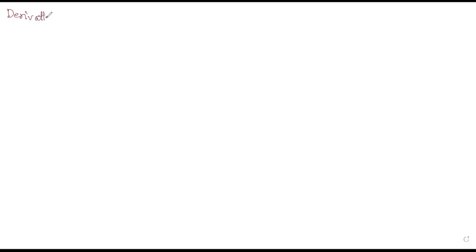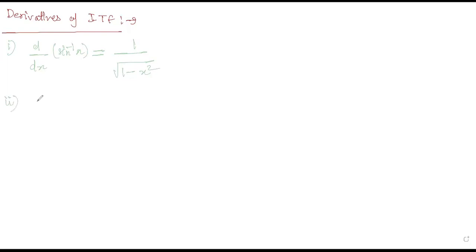First of all, let's write derivatives of inverse trigonometric functions. Derivative of inverse trigonometric function. So the first one is differentiation of sine inverse x. The differentiation of sine inverse x is 1 over root 1 minus x square. And the differentiation of cos inverse x is nothing but this with a negative sign.